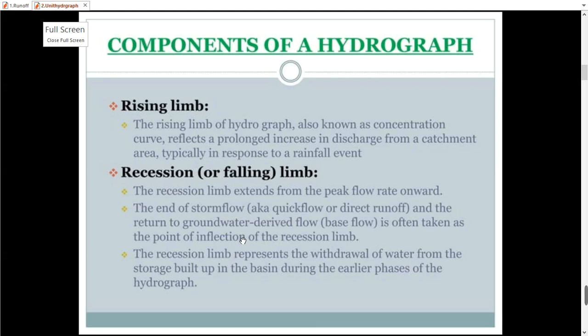The rising limb of the hydrograph, also known as the concentration curve, reflects a prolonged increase in discharge. Normally you know discharge from a catchment area. I already explained the catchment area. It's a very important term. You study this one well. Typically it is in response to a rainfall, followed by the recession or falling limb. The recession limb extends from the peak flow rate onward.